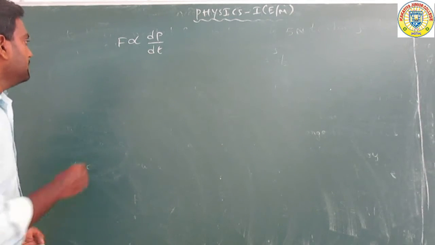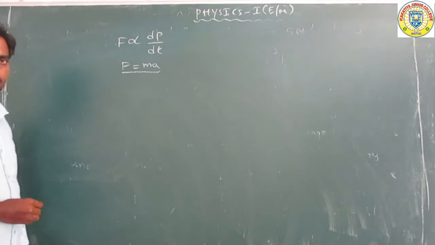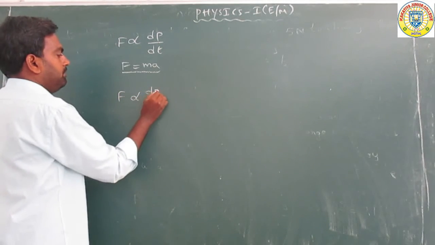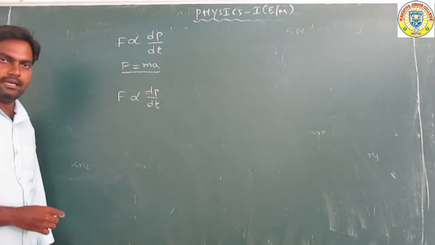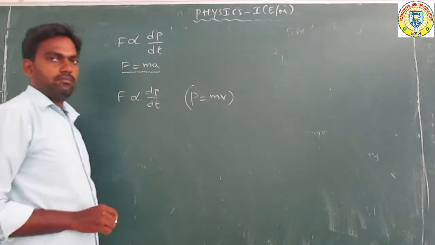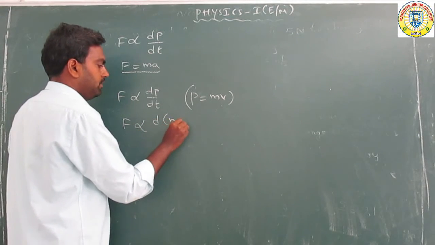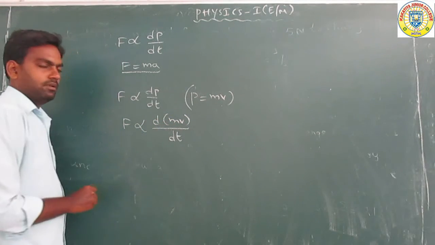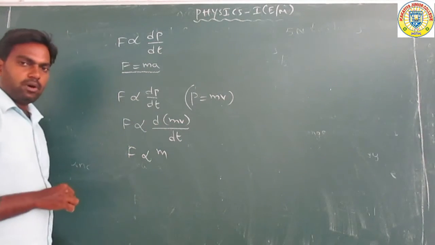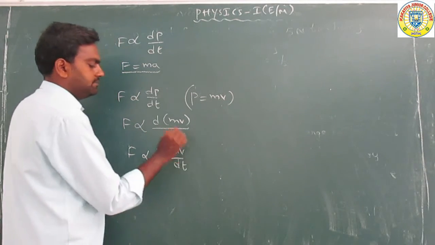Now the derivation of F equals ma. According to the definition, F is directly proportional to dP by dt. P is momentum, P equals mass into velocity. So F is directly proportional to d(mv) by dt. The mass m of the body is constant, so the remaining expression is dv by dt.